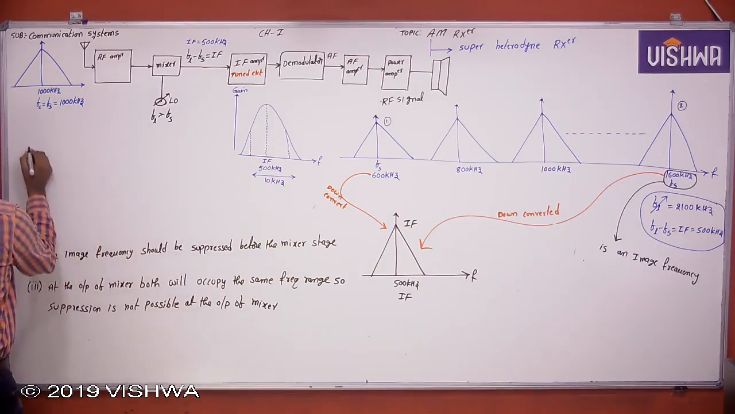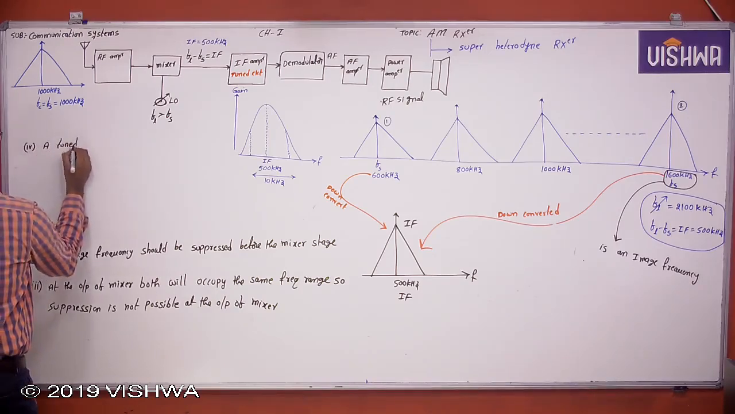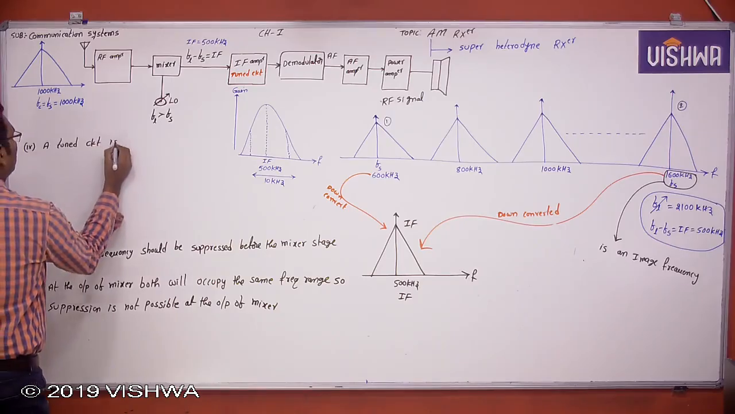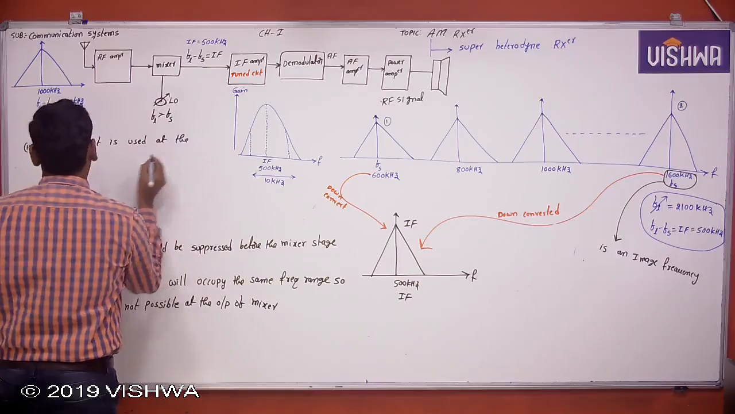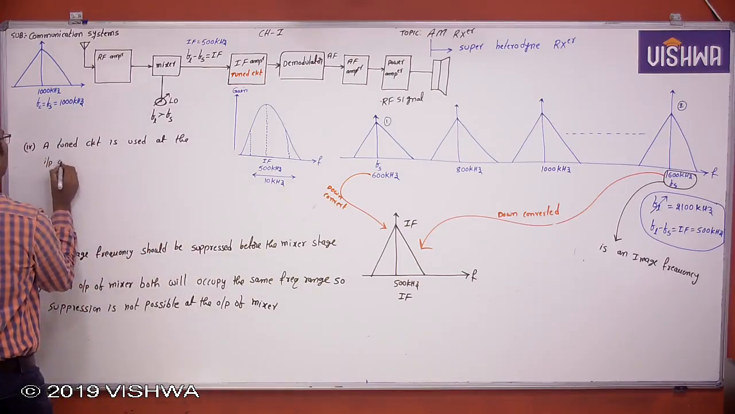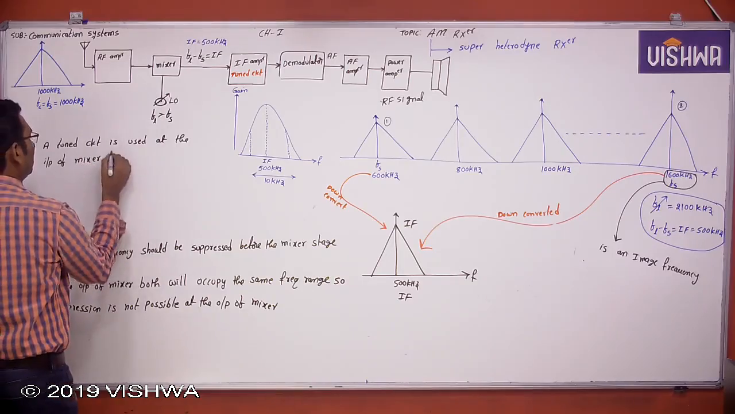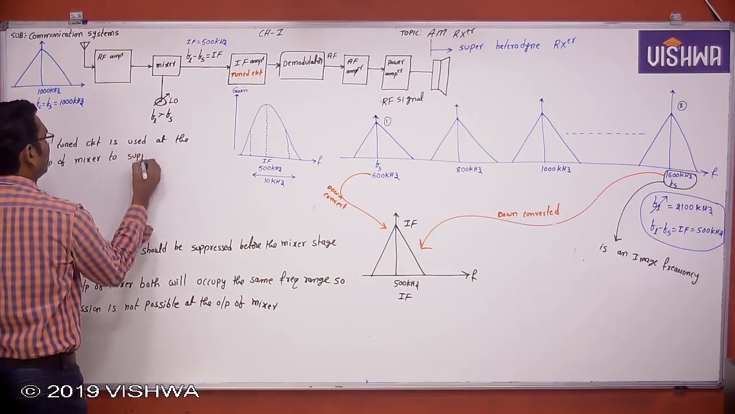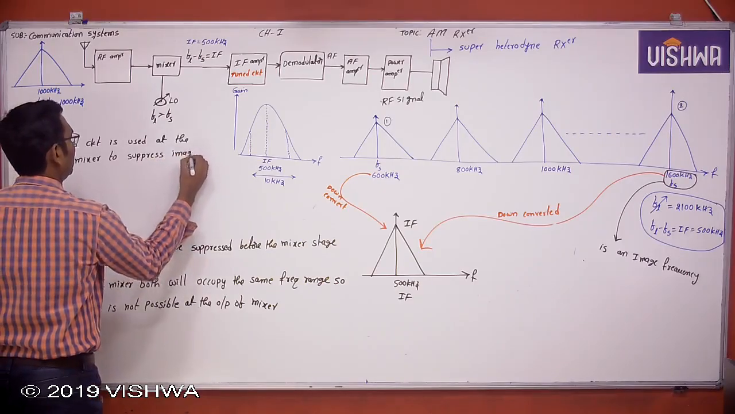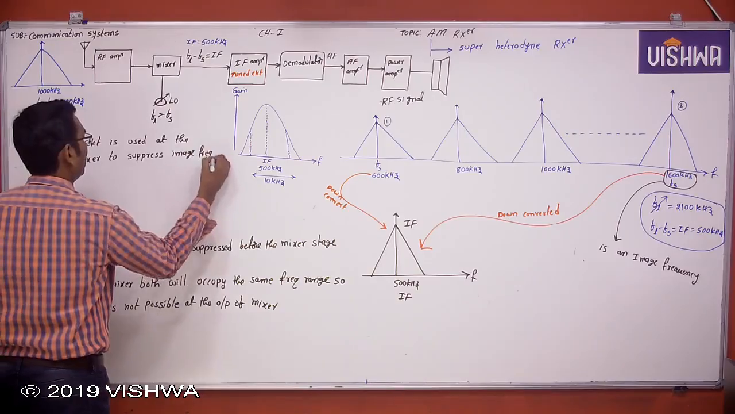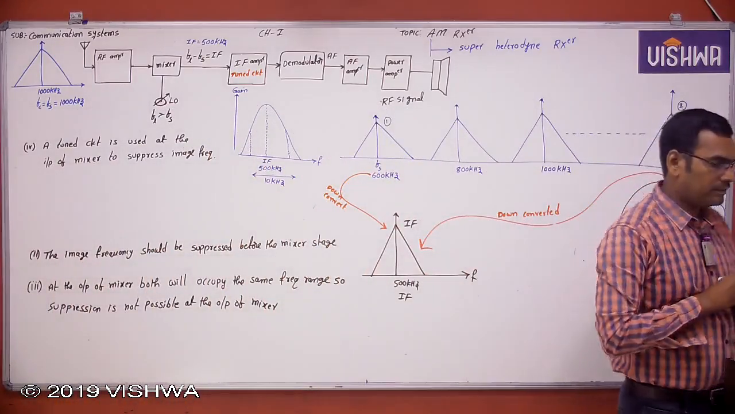Therefore, now the fourth point: a tuned circuit is used at the input of the mixer to suppress image frequency. Okay, a tuned circuit is used to suppress the image frequency.